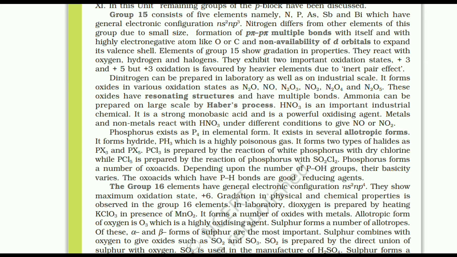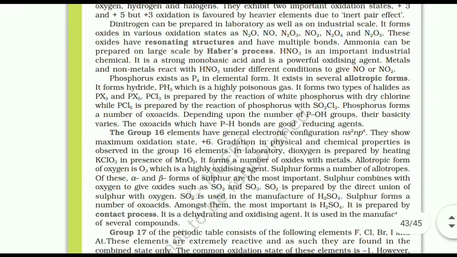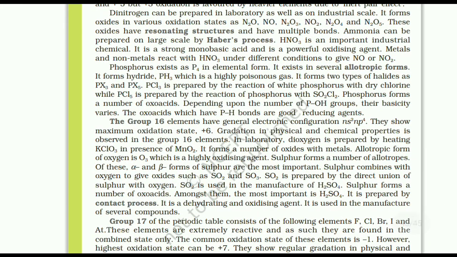HNO3 is an important industrial chemical. It is a strong monobasic acid and a powerful oxidizing agent. Metals and nonmetals react with HNO3 under different conditions to give NO or NO2. Phosphorus exists as P4 in elemental form. It exists in several allotropic forms. It forms the hydride PH3, which is a highly poisonous gas.